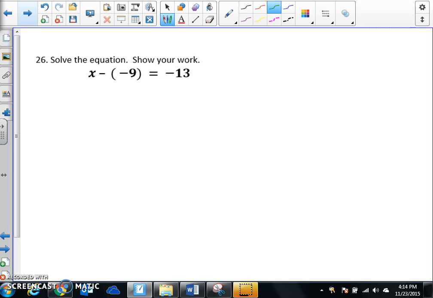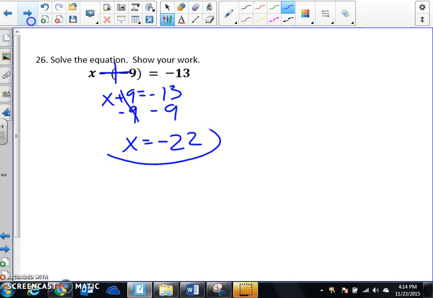All right, this is like the one that we saw today. A minus and a minus is a plus. So this is x plus 9 equals negative 13. The opposite of adding 9 is subtracting 9. So x equals negative 22.